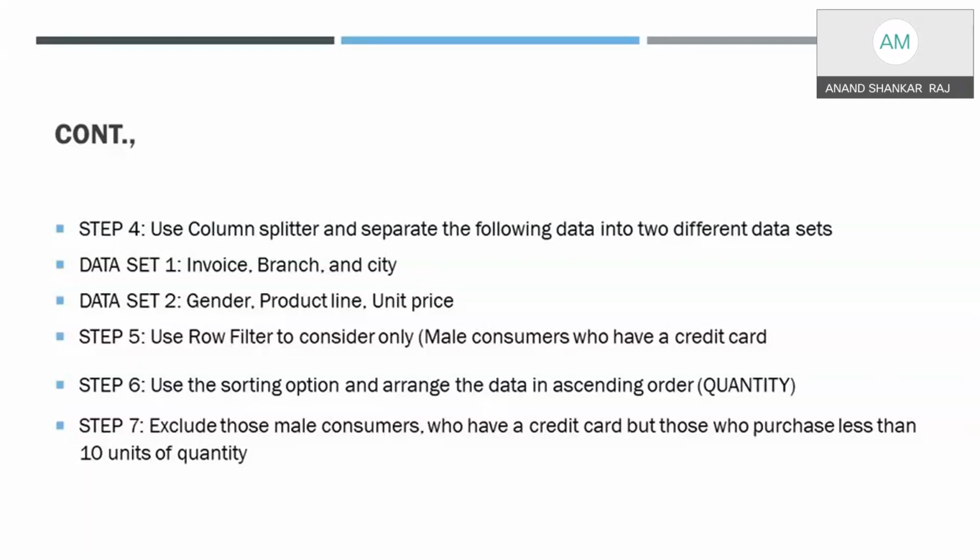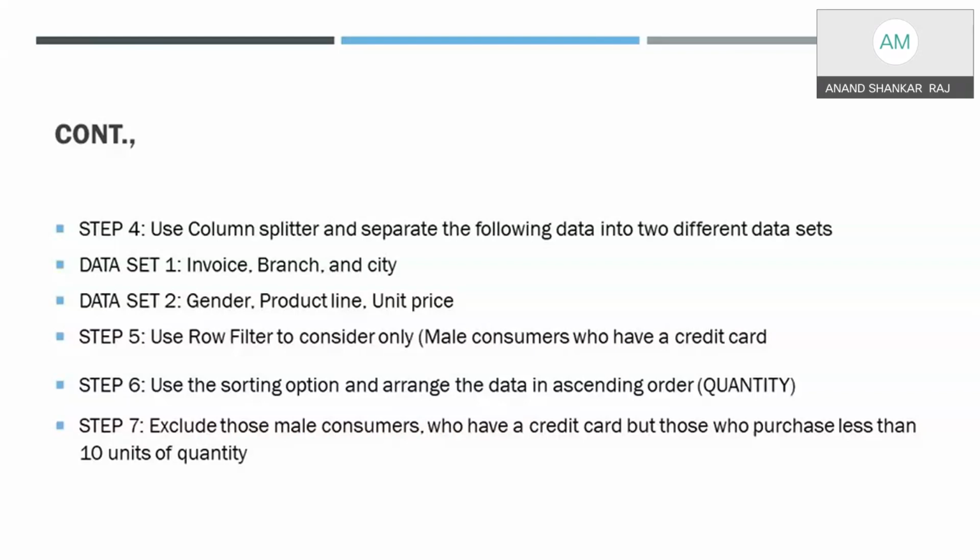Let me move to step number 6. Use the sorting option and arrange the data in ascending order. Sometimes your data sheet might have data which is very clumsy, with too many rows and columns which are not arranged properly in a sequence. So how are you going to arrange the data sheet in ascending order? That is with regard to step 6.